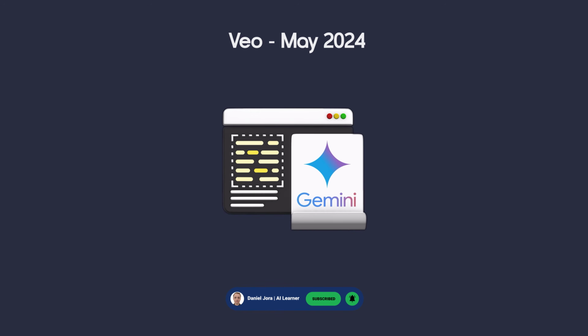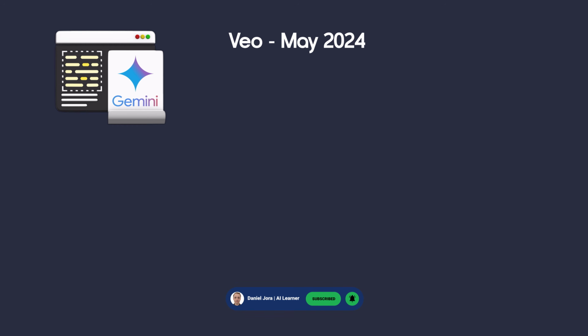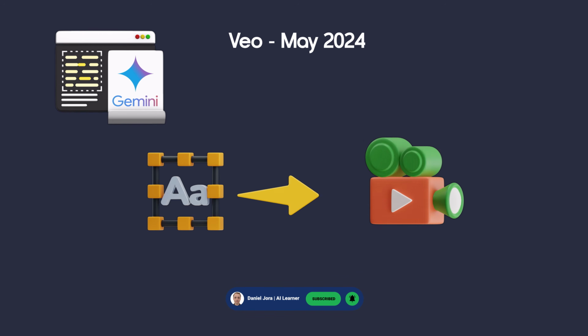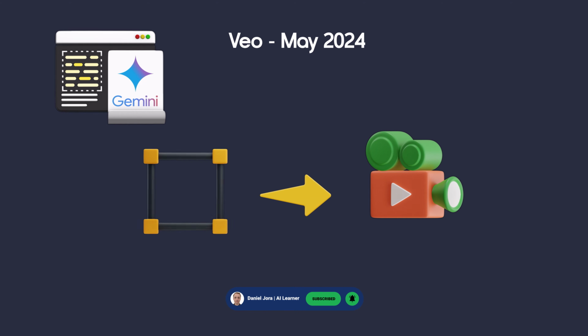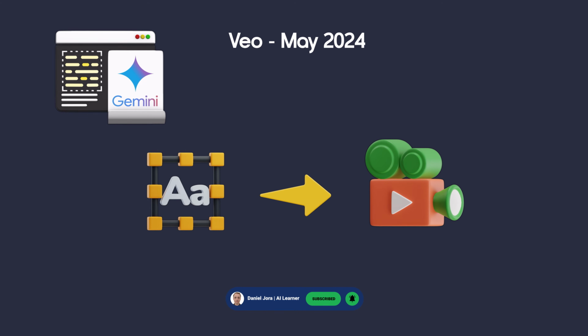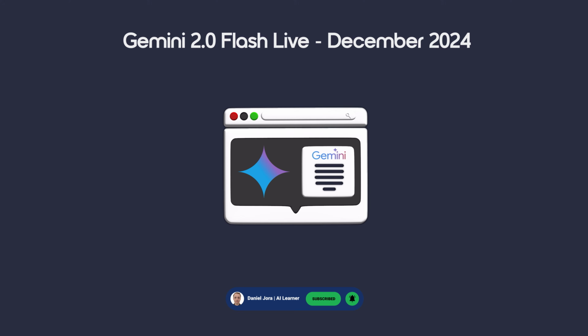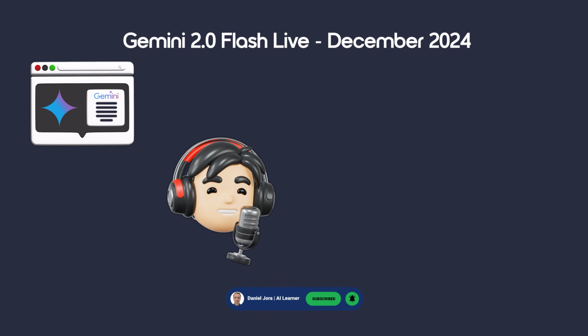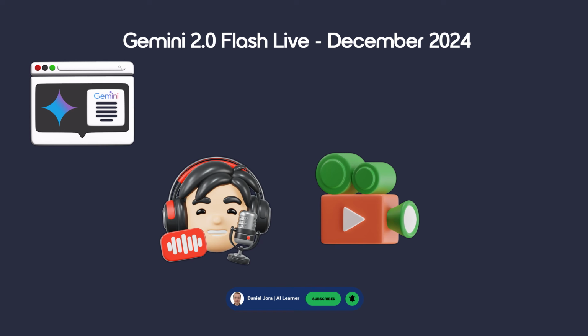Veo. Released in May 2024, Google's first public Veo announcement as a text-to-video model, built to generate short videos from prompts, with capability details depending on the product surface. Gemini 2.0 Flash Live. Released in December 2024, the live, low-latency direction introduced alongside Gemini 2.0's multimodal live API idea, built for real-time voice and video interaction rather than slow document work.